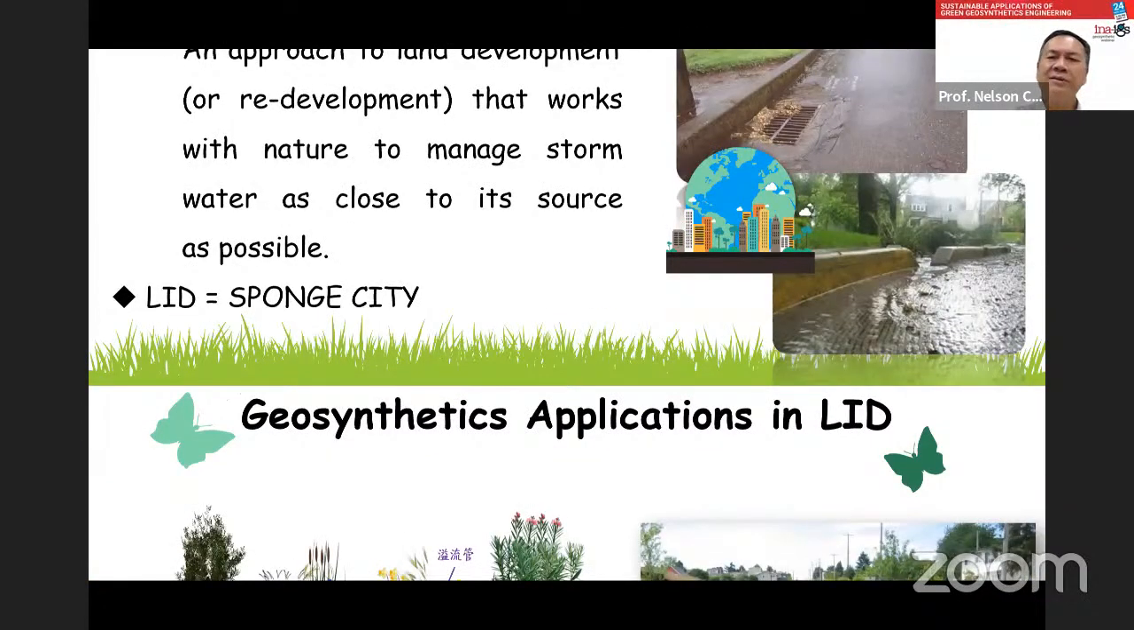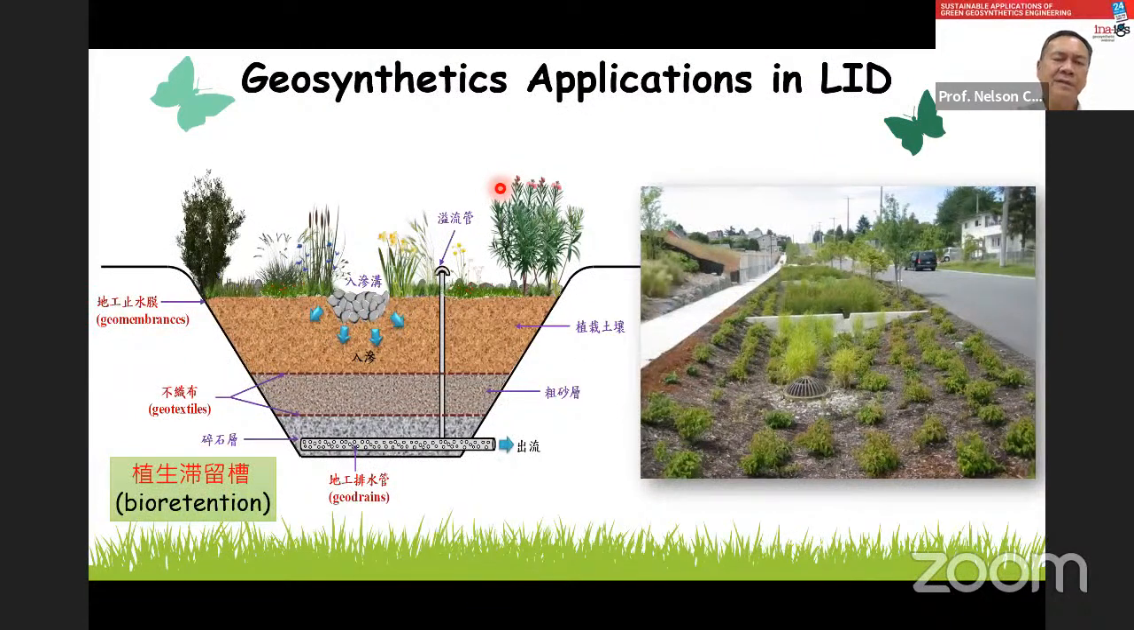Geosynthetic application in LID, low impact development. This is for bioretention, or called the rain garden. You can see here from this picture, this is infiltration, then allow the water to get into the soil, and we put the geotextile as a filtration. The water gets into the sandy material, then goes to the coarse material. And if needed, we can use a geodrain to let it drain out. But this may or may not be needed. And also we put the geomembrane as a barrier on the boundary.